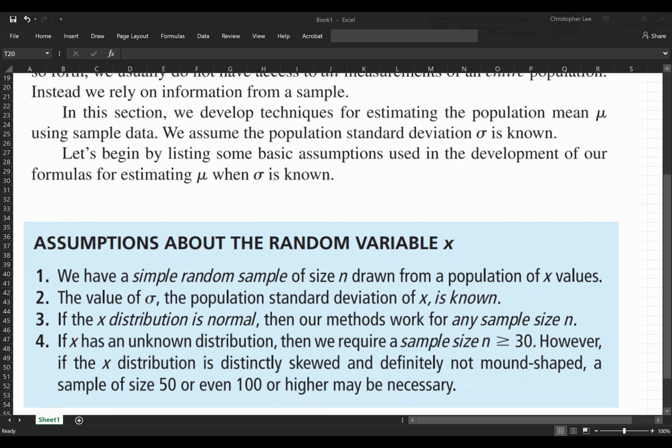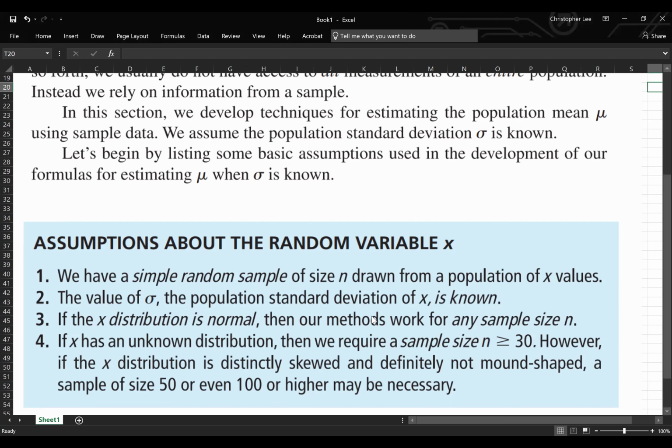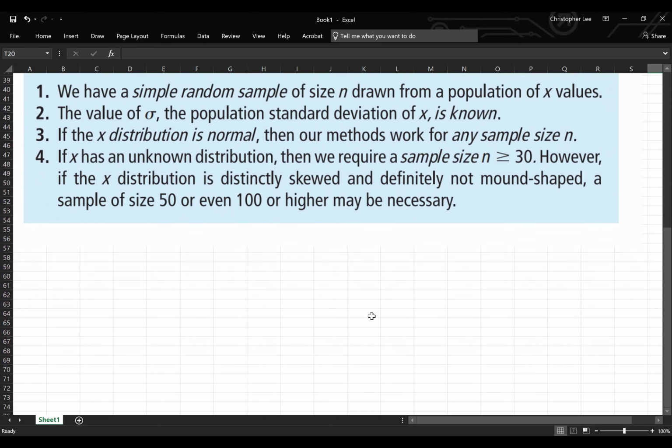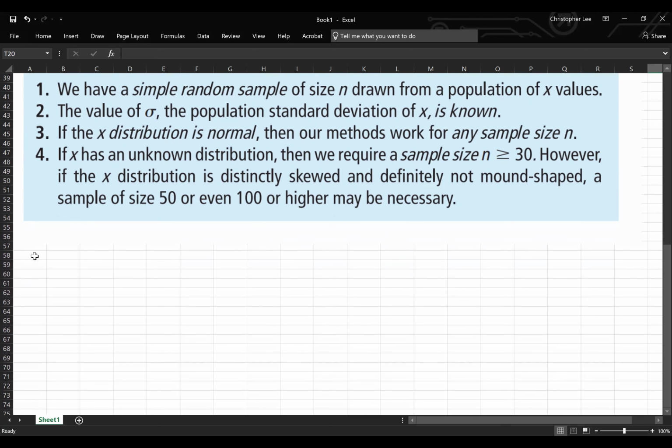The sigma, that's our population standard deviation. X is just the numbers that make up the sample. It should be normal. The question will tell you if it's normal or not.